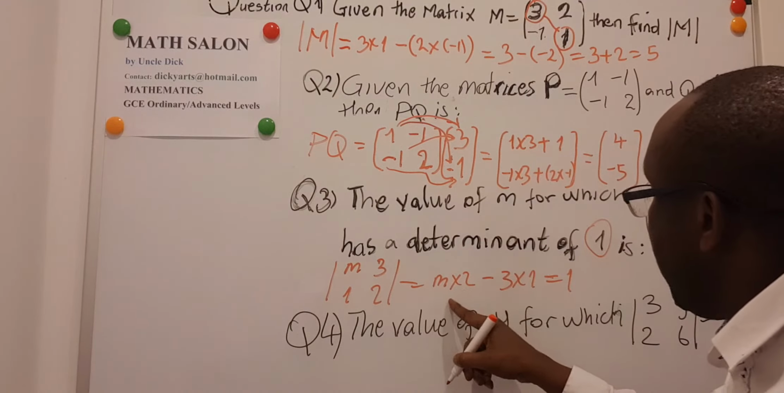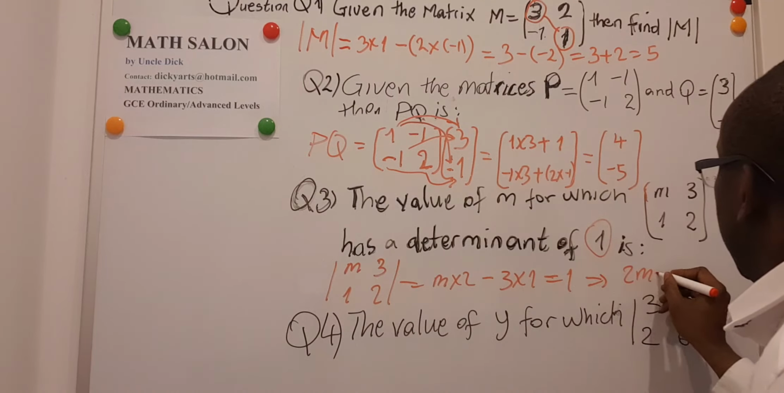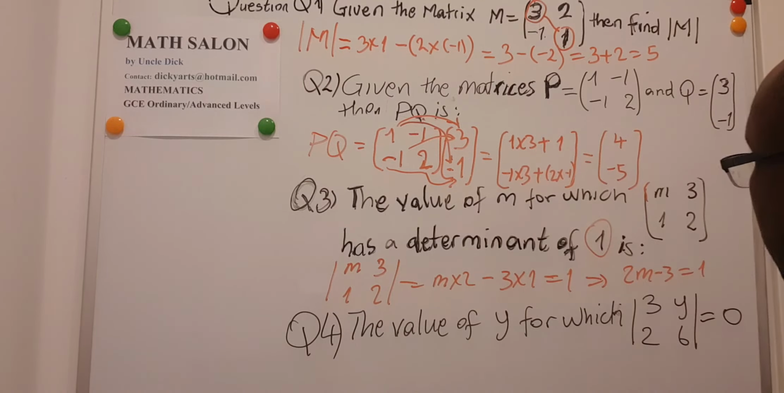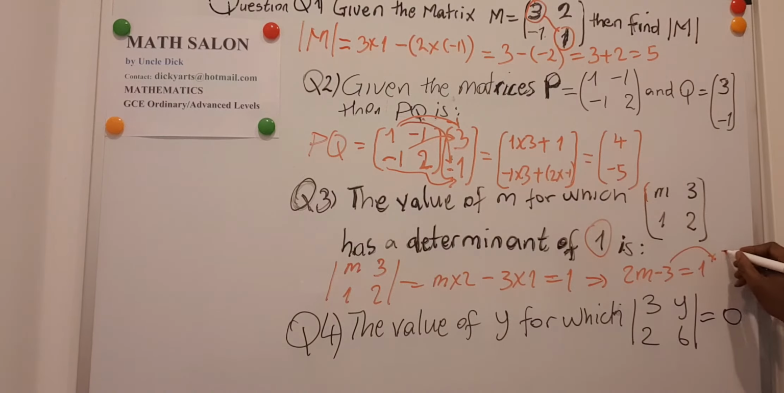That means 2M minus 3 is equal to 1. If I take minus 3 to the other side, it becomes plus 3. So 1 plus 3 is 4. So 2M is equal to 4. M is therefore 4 divided by 2, and that is 2.